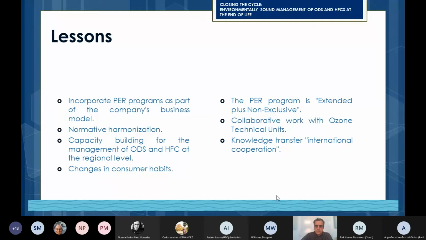Also, we need to continue to encourage cooperative work with ozone technical units in the different countries and with international cooperation bodies so that we may contribute to the harmonization of the regulation and regionalize this practice. And then we can develop capabilities in a homogeneous manner to face the future challenges, and have more knowledge exchange with international cooperation.